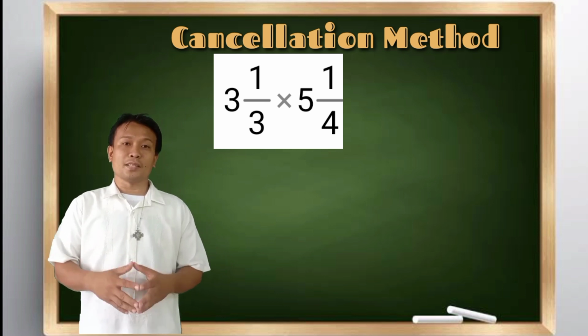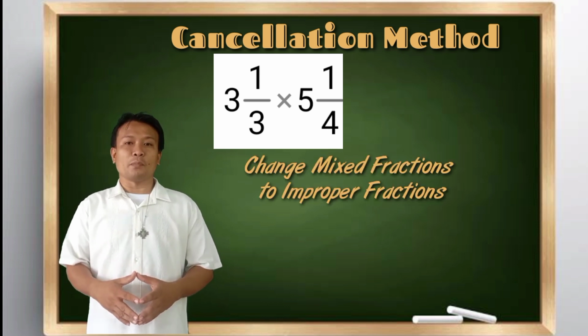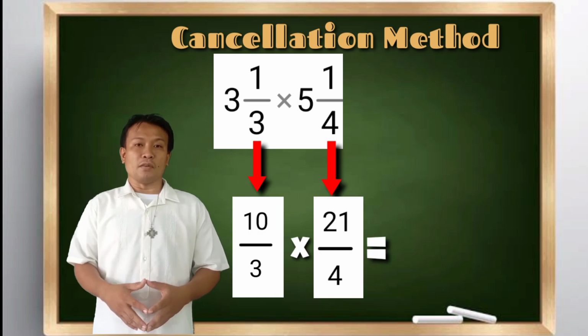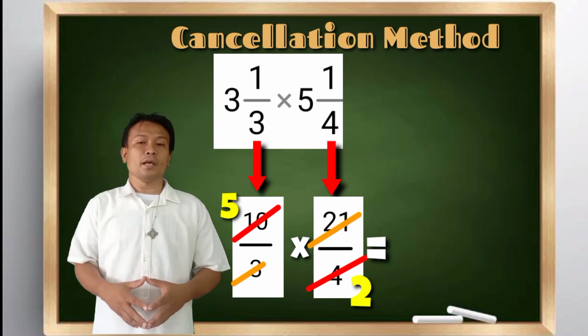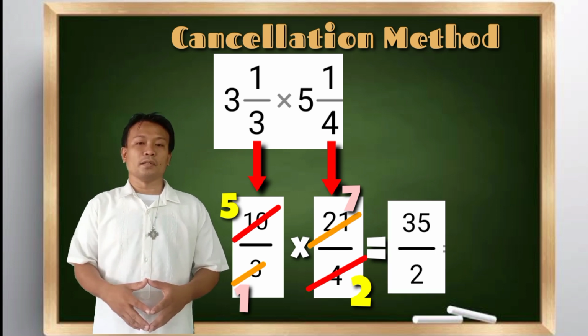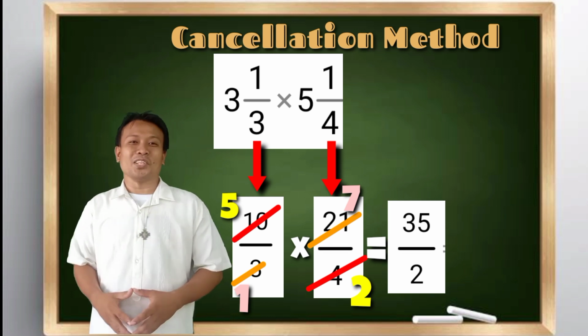We will apply the cancellation method. Change mixed fractions to improper fractions. Then do the cancellation method. Divide 10 and 4 by their GCF 2. Divide 21 and 3 by their GCF 3. Now, multiply the numerators 5 and 7, then the denominators 1 and 2. The answer is 35 halves.